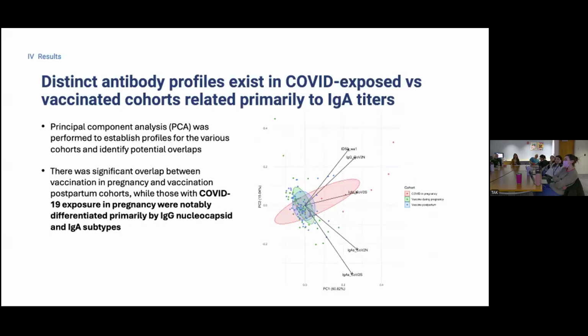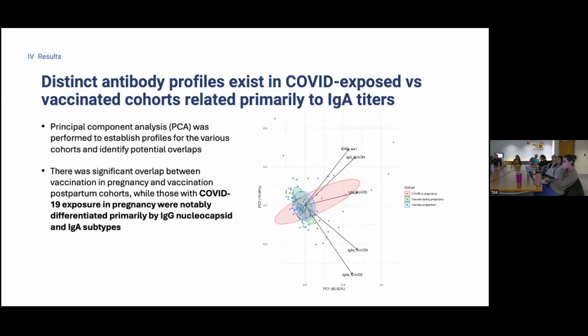Next, we did see distinct antibody profiles in those that were COVID exposed versus vaccinated cohorts. So to look at this PCA plot, each point is a patient. When you look at the vectors, that shows the direction and strength related to that specific antibody. If you have a longer vector, it shows a stronger correlation. And then the ellipses will show you the confidence interval between each group.